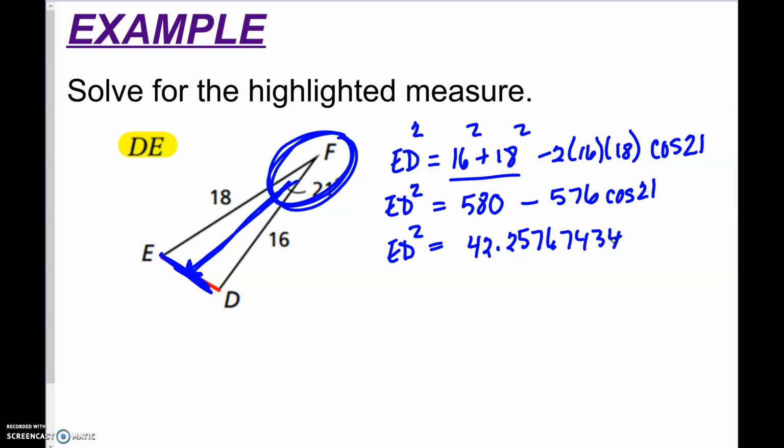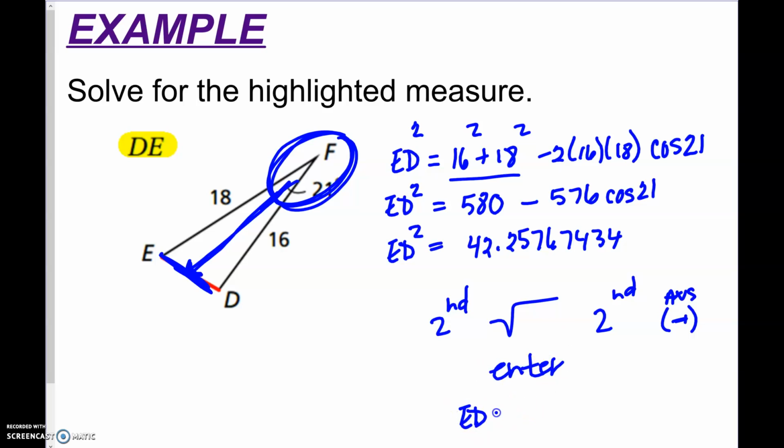And I have something like ED squared equals 42.25767434. Now I'm just going to leave that decimal right in my calculator, and what I'm going to do right now is hit second so that I can get this square root button. So second square root, and then I'm going to hit second again, because I'm going to hit this negative sign right here, because right above it, it says answer. So I'm going to go second answer, and now it just plugged that answer in there and hit enter. And I am getting the decimal of ED equals 6.5. So the length of ED, DE, they said it opposite of me, is 6.5.